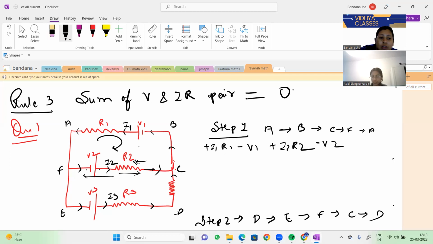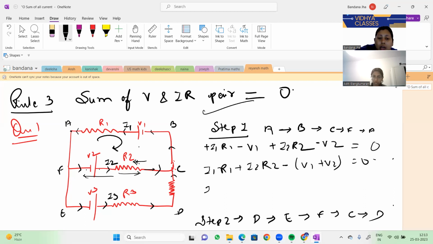Then traveling here to F, I have seen there is no resistor, so I have switched to A. So the net sum of all the terms will be what? Zero. So what do we conclude? I1 R1 plus I2 R2 minus V1 plus V2 is equal to 0. So I1 R1 plus I2 R2 is equal to V1 plus V2.